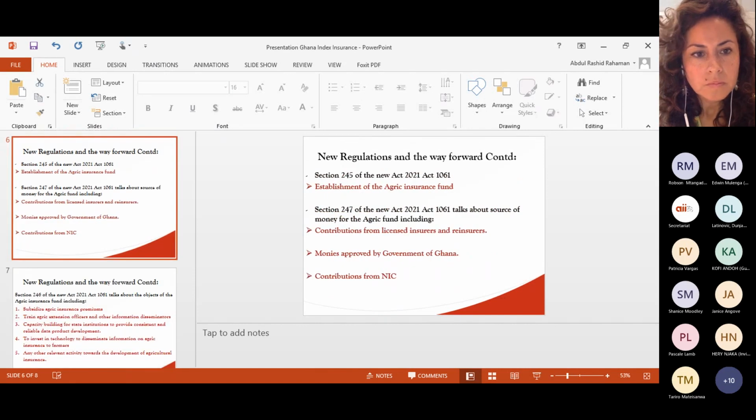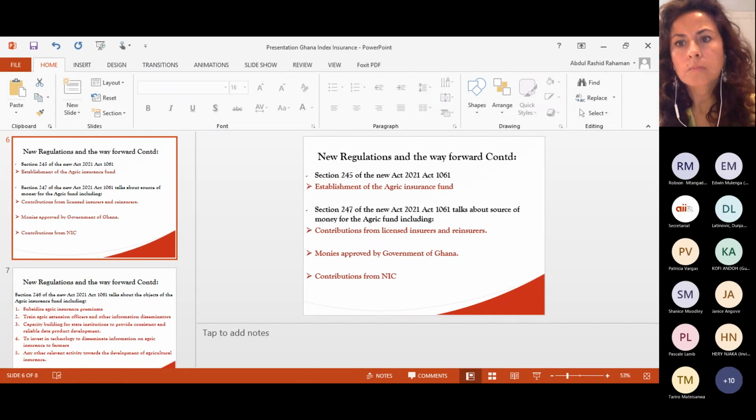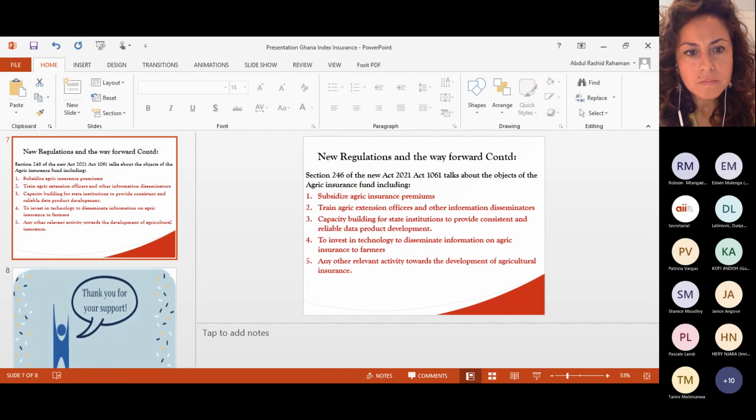Also, the new Insurance Act has established the Agri Insurance Fund. This fund is supposed to mobilize funds across stakeholders to be able to subsidize agri insurance products. The people we expect to get the funds from are the insurance companies and the reinsurance companies. Sometimes you may get money from government, and maybe the commission will also contribute something to the fund just to help grow the fund.